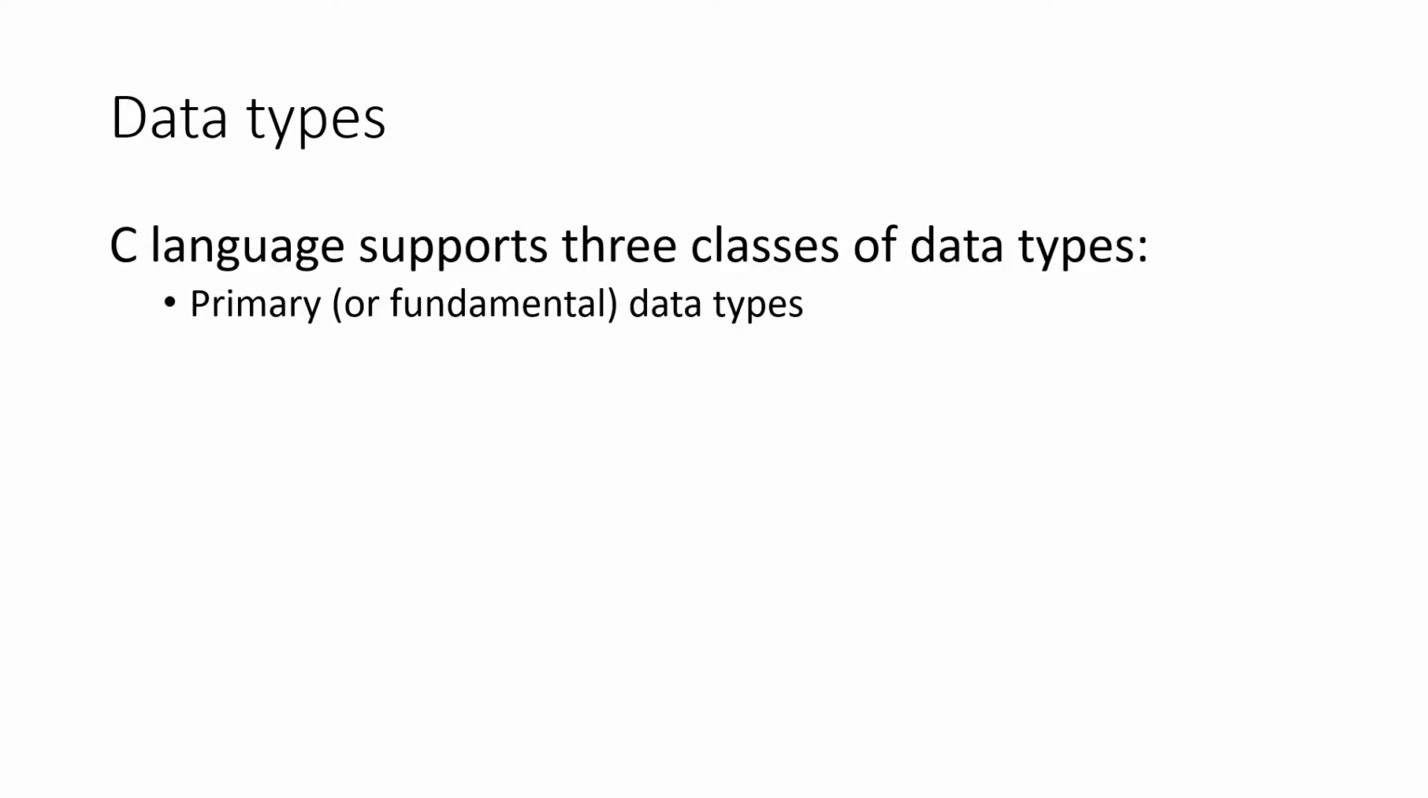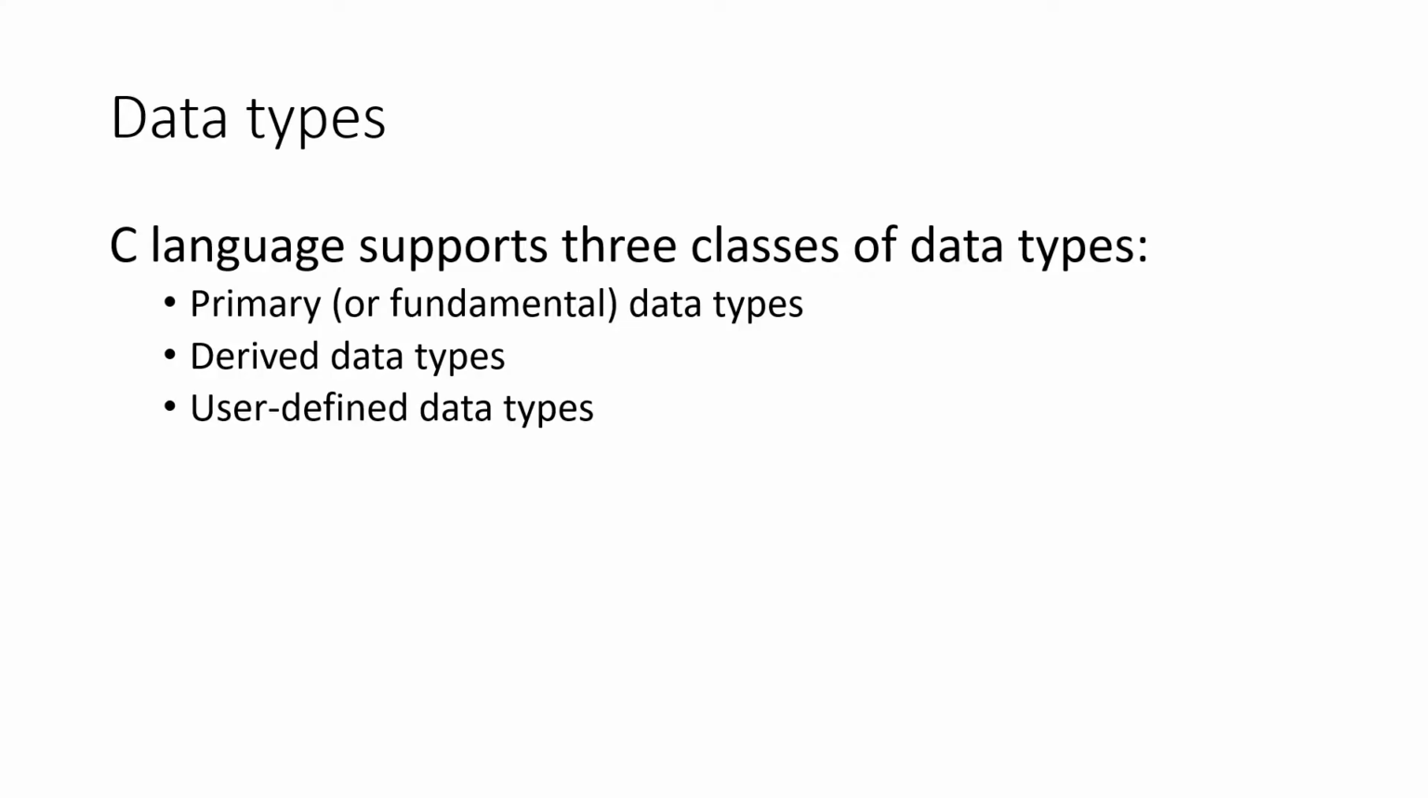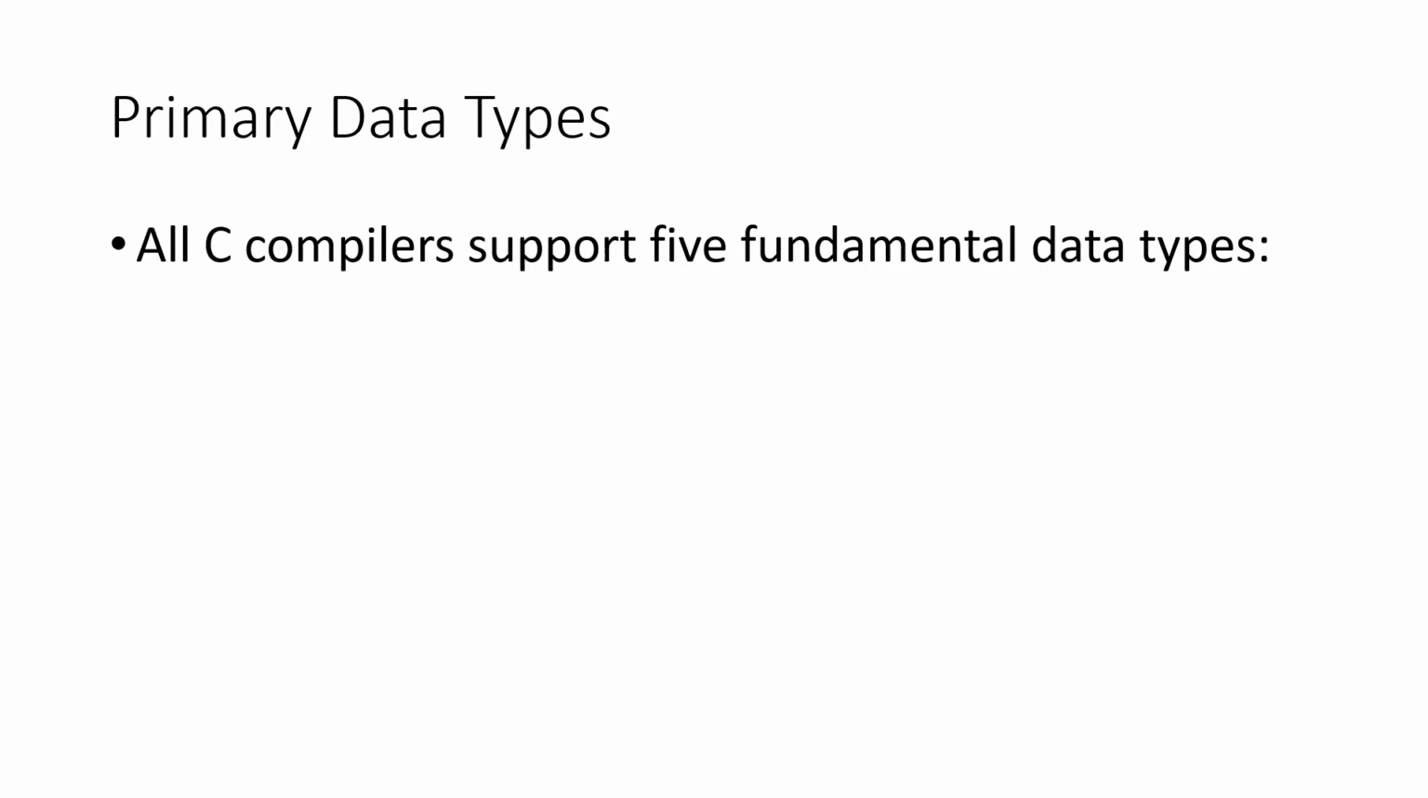different data types. C language supports three major classes of data types. One is primary or fundamental data types, that is, already defined or predefined data types in C. Next type is derived data types. Next is user defined data types. So the entire set of data types is classified under these three headings: primary or fundamental data types, derived data types, and user defined data types.